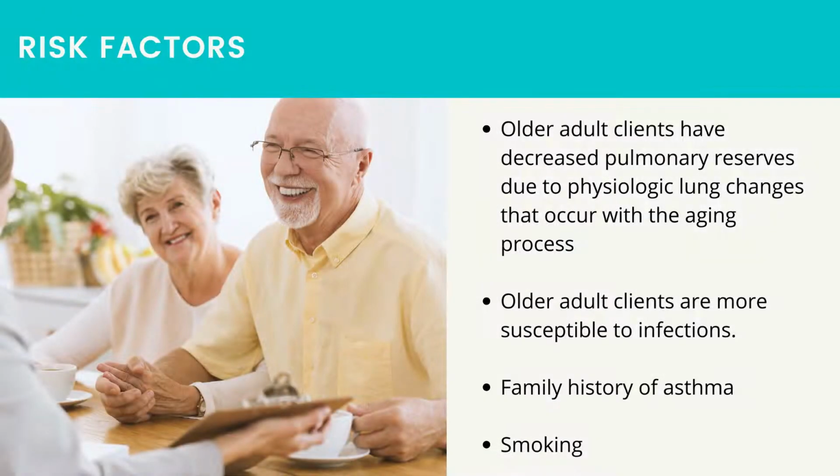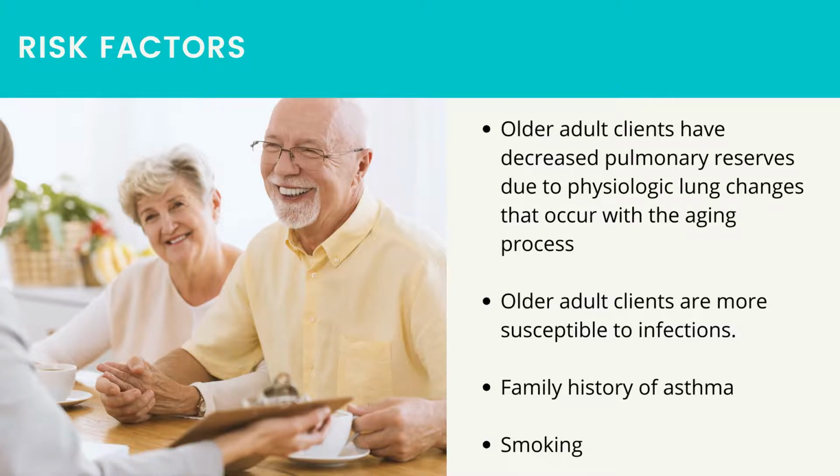Risk factors. Older adult clients have decreased pulmonary reserves due to physiologic lung changes that occur with the aging process. Older adult clients are more susceptible to infections. Beta-adrenergic receptor sensitivity declines with age. Agonists, which relax smooth muscle and cause bronchospasms, are less able to respond to beta receptors as they age and lose sensitivity.